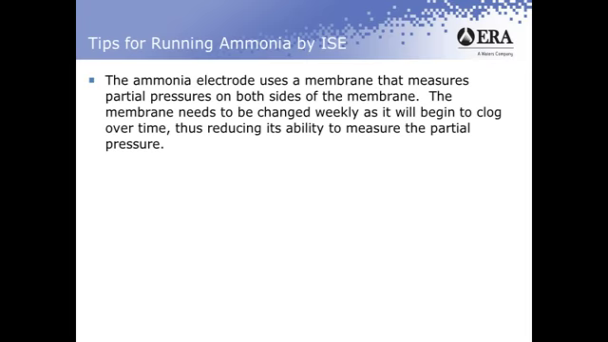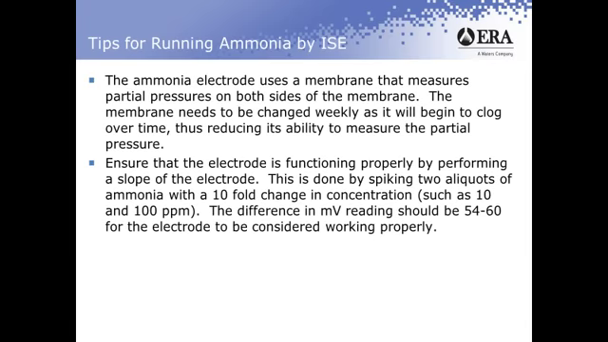You also want to make sure that the electrode is functioning properly, and you can do that by performing what's called a slope on the electrode. So this is done by taking 2 different aliquots of ammonia, and you want to take 2 different aliquots with a 10-fold change in concentration, such as using a 10 and 100 part per million ammonia solution. And so what you'll do is you'll spike the 10 ppm solution, you'll get a millivolt reading.